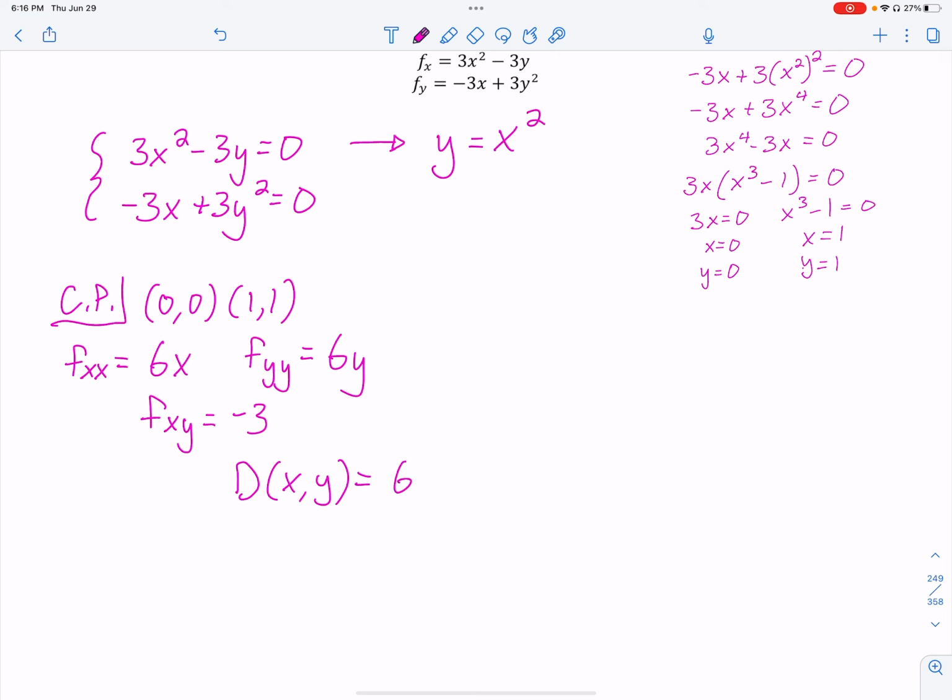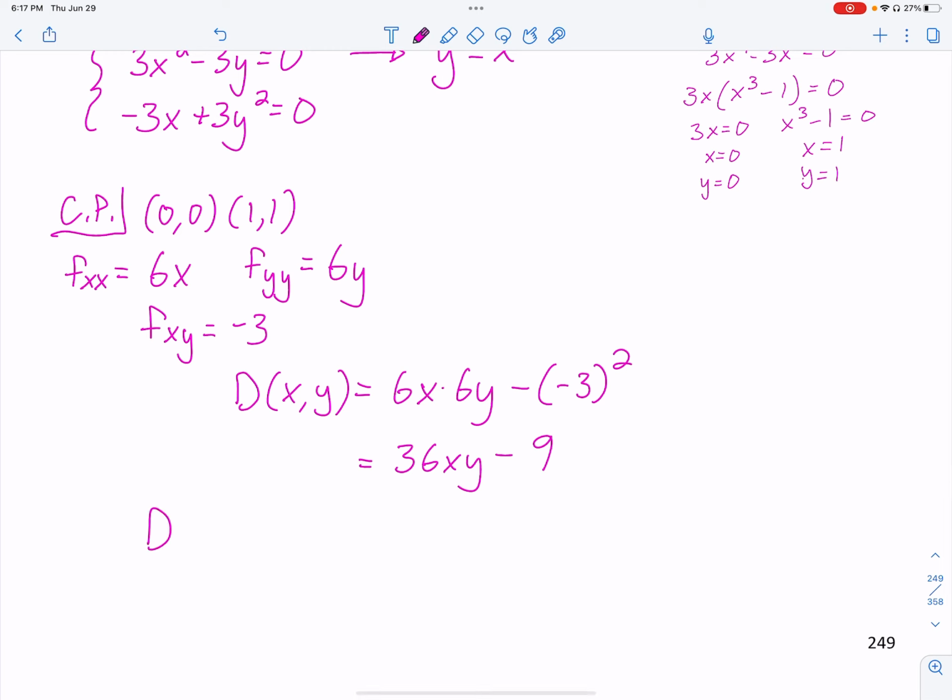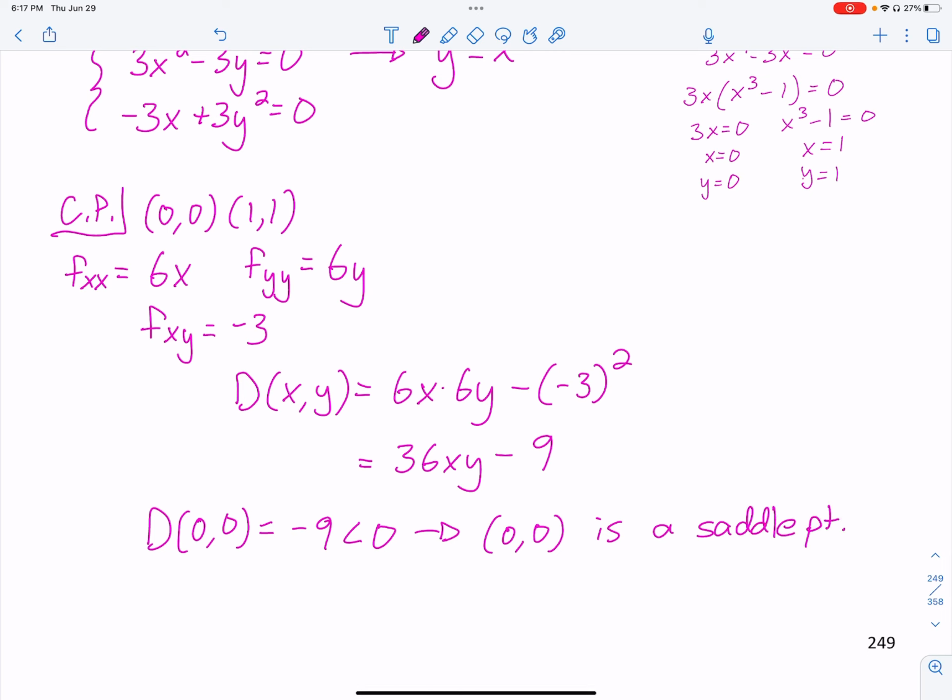Now I plug this into my Hessian. So I got 6x times 6y minus negative 3 squared. So that's 36xy minus 9. Now I plug each point in. If I plug in 0, 0, I get negative 9, which is less than 0. This tells me that the point 0, 0 is a saddle point, like the one we discussed above there.